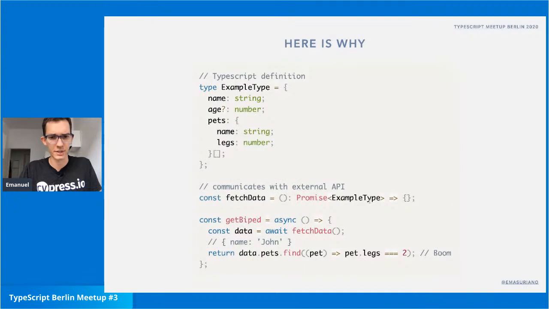Then we have this function, fetch data, just a promise that returns an object with this type. There is no need to code it, we just say what we're returning. Then we are fetching the data inside this function, getByte, which ideally will return the pets that have 2 legs. So what happens if our server returns this type of object? TypeScript doesn't know what will happen in production, so it will build successfully. But in reality, once we execute this code right here, as pets is undefined and find cannot be called inside undefined, this will explode.